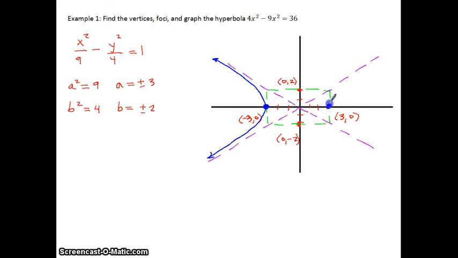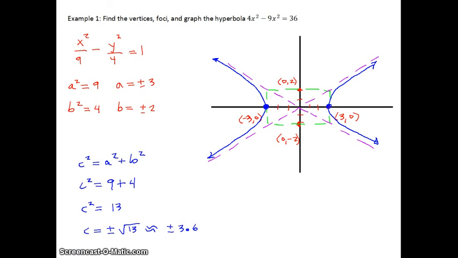Likewise on this side here, here's a vertex of the parabola. I'm going to go outward towards that asymptote, and that makes up the graph of the hyperbola. We have the vertices labeled, we just need to find the foci.